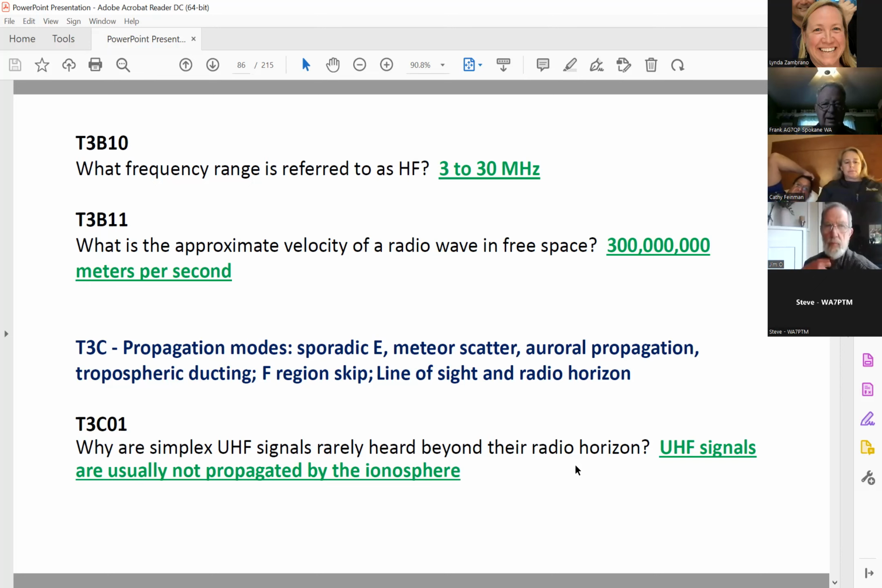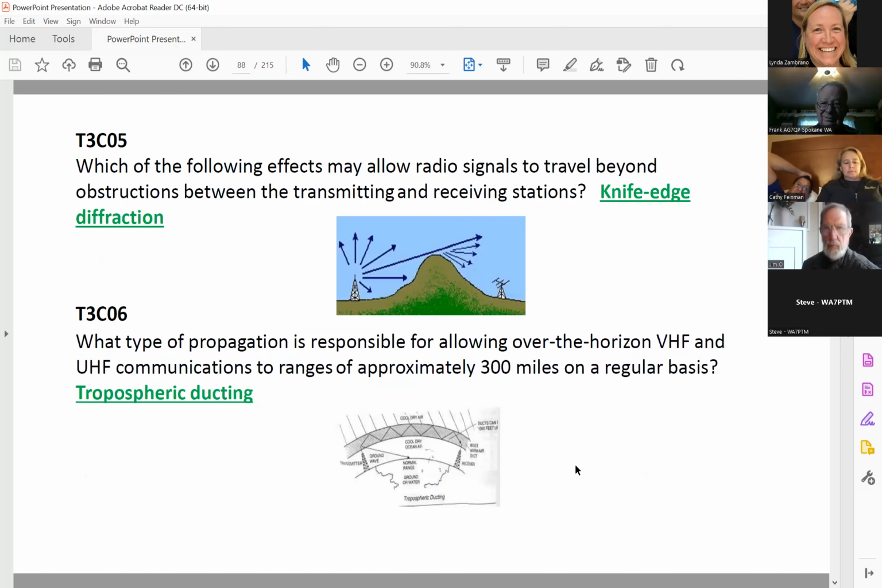Anything else on propagation? Can you explain that sporadic E? Sporadic E. That's a fun one.